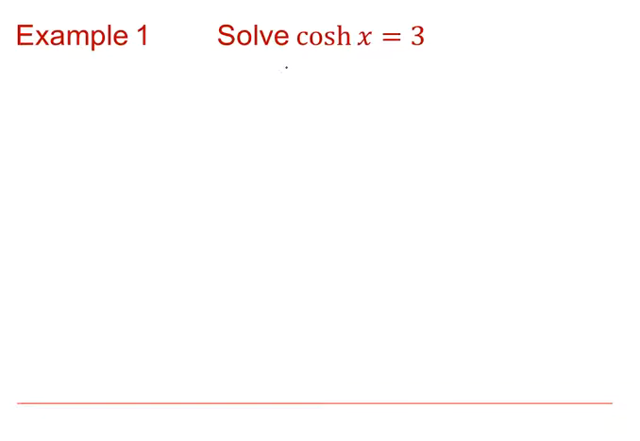So in this example, we'd like to solve cosh x equals 3. There's more than one way of solving a problem like this, and in future videos we will look at how we can use inverse hyperbolic functions. But for now, I'm just going to use the standard definition of cosh x. That's e to the x plus e to the minus x over 2 equals 3. So we want to solve this for x.